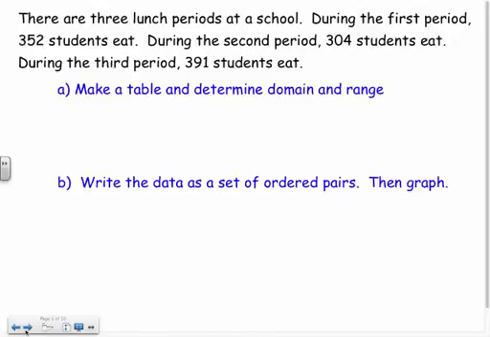Well, let's take an example here. It says there are 3 lunch periods at a school. During the first period, 352 students eat. Second period, 304. And third, 391. It says make a table and determine domain and range.